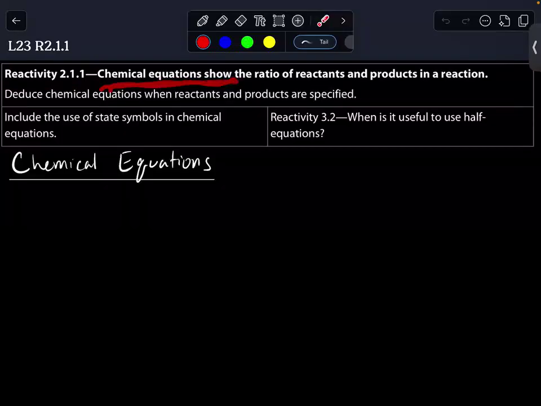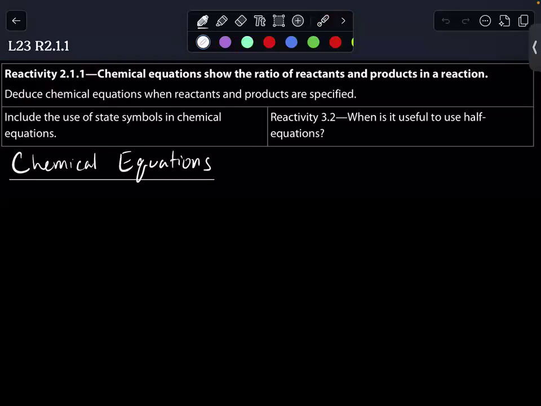So, chemical equations show the ratio of reactants and products in a reaction. That is incredibly important. By the end of this, we'll be able to deduce chemical equations when reactants and products are specified, and we will be able to include state symbols in our chemical equations, which we already learned about back in, I think, structure 1.2.1 or something like that. Anyways, so why do we have chemical equations?